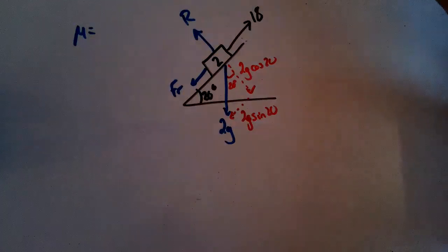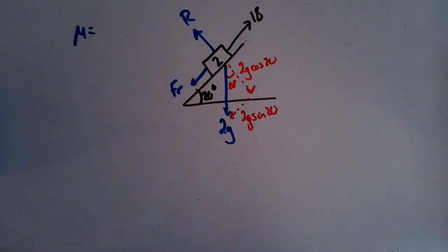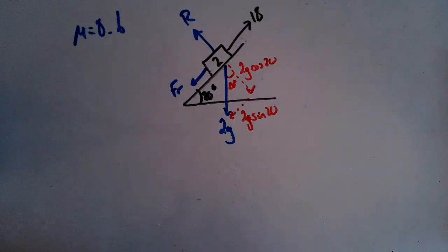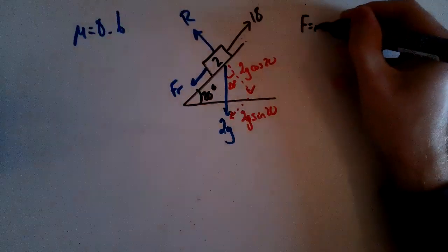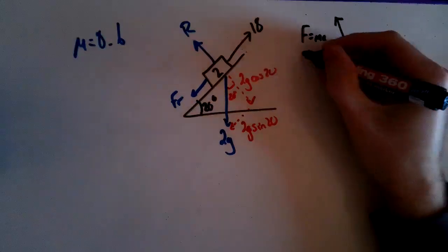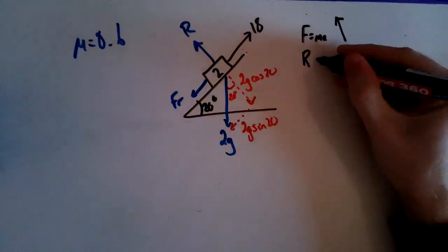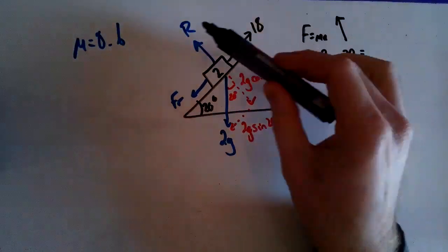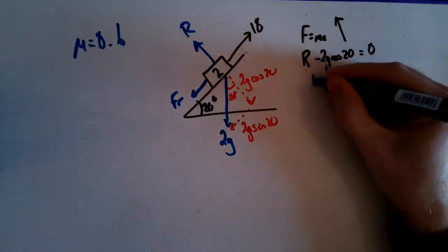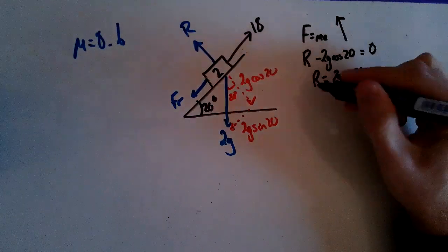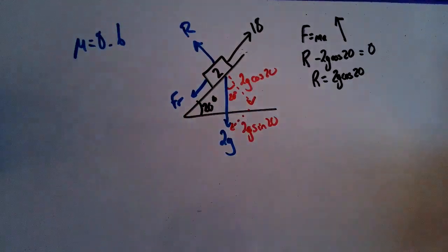Okay. It says the coefficient of friction is 0.6. And we want to work out the normal. Well, to get the normal, I'm going to do F equals ma in the normal direction. So R is going in that way, 2g cos 20 is going that way, and it equals, well, the acceleration in this way is 0. So I just get R equals 2g cos 20. You might jump straight to the step, doing up equals down. So make sure you're in degrees for this one.